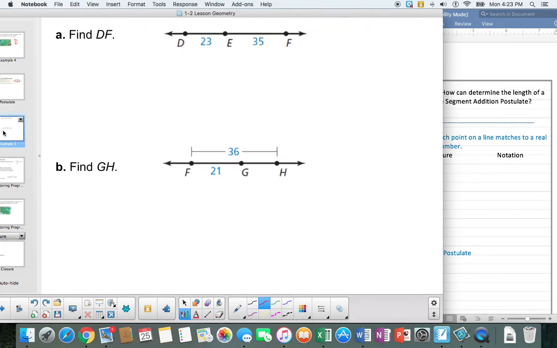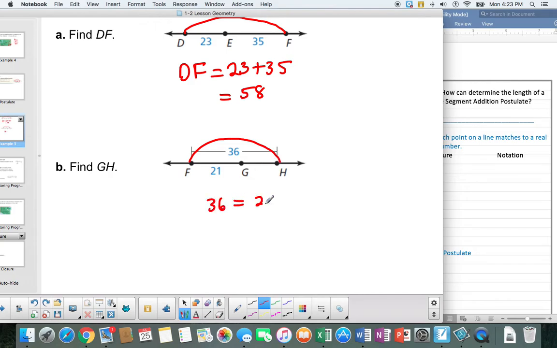All right, let's do some examples. I'd like to find DF. That's the big distance, so it'll be equal to the sum of the 2 smaller distances, and the answer will be 58. In this case, we have the big distance, 36, and we want to find one of the small distances, so it must be that the 2 small distances add up to 36, and that will be 15.